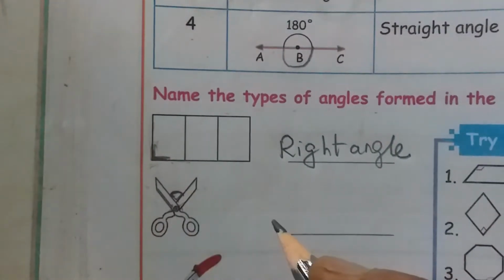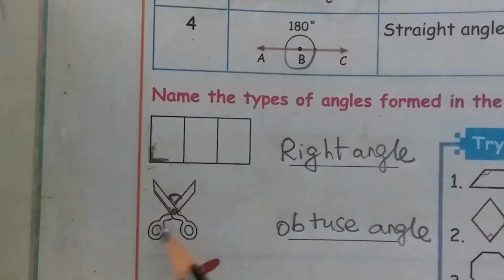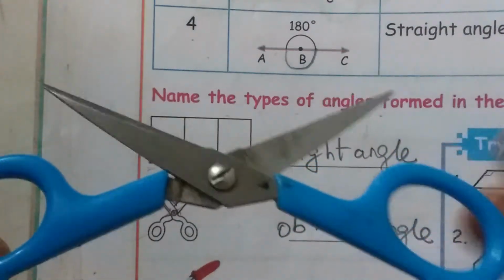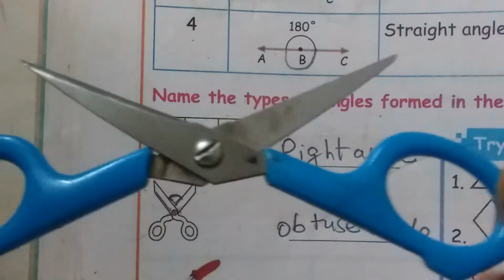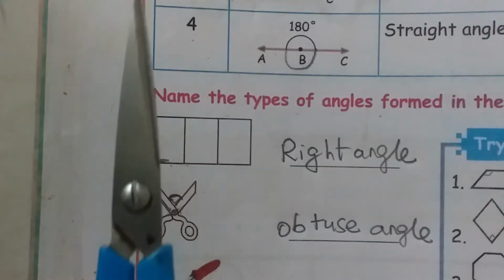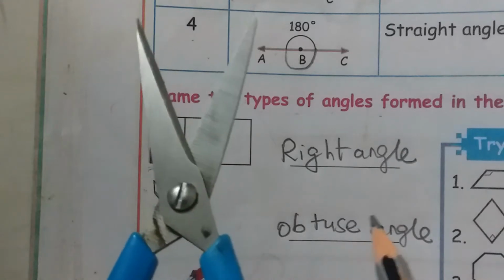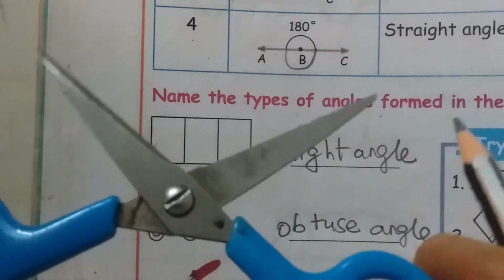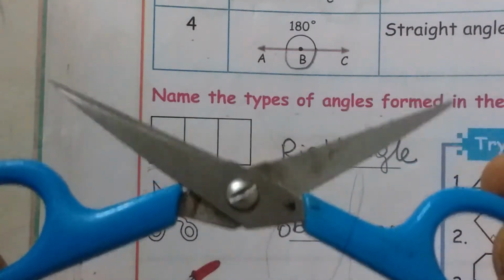Obtuse angle. See, the diagram given is scissors. And see, these two handles are away from each other, expanded to the maximum. What is the angle formed here now? It is obtuse angle. When the scissor is closed, what angle is this? It is zero angle. Like this, acute angle. Then when they are straight opposite each other, it is 90 degrees. Now when they are away from each other, when it is opened fully, it is what angle?